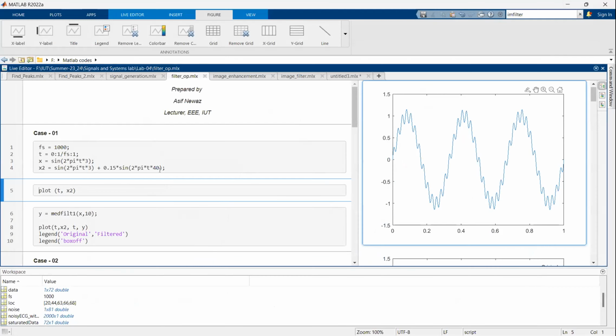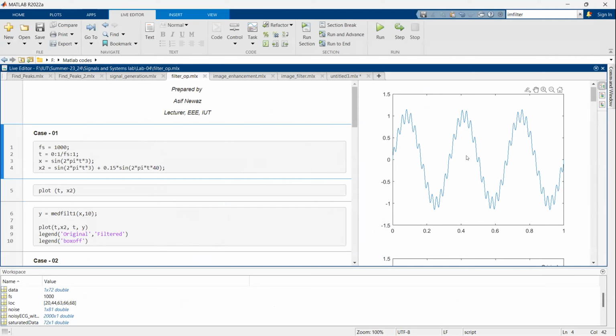Now, what is the frequency component of these signals? What are the frequency components of this signal? You can see here twice the FT. The first one is 3. That is the primary signal sinusoid. 40 is the noisy sinusoid added this way.